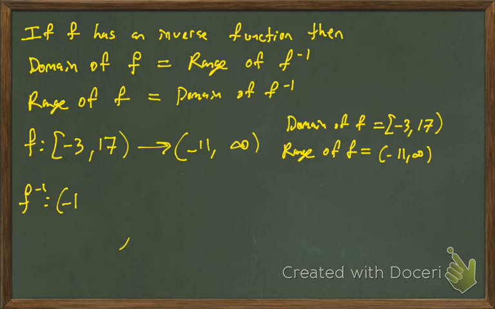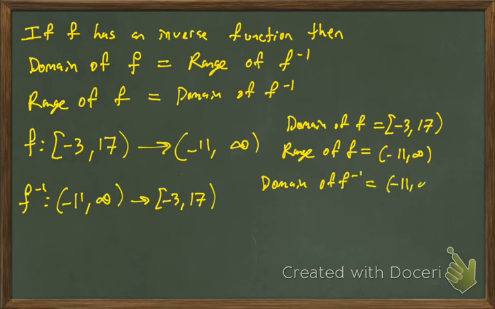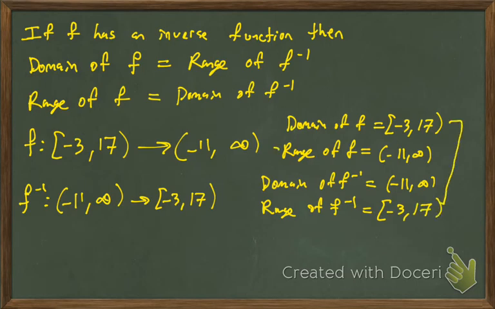The inverse, we just switch the domain and range. So you have to be a little bit careful. It's not 17 to -3 and infinity to -11. We don't want to do that. It's going to be switching the entire domain and the entire range. So the domain of the inverse is going to be -11 to infinity, and the range of f inverse is going to be equal to -3 to 17. Okay, and so we have those same relations there.